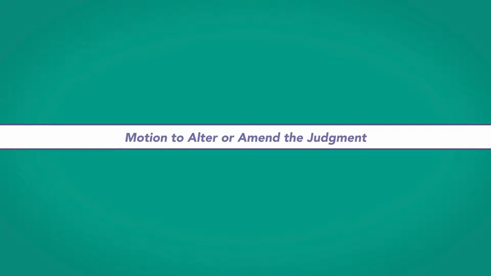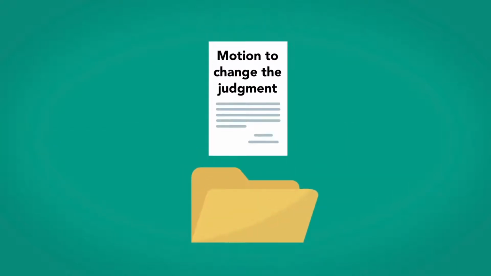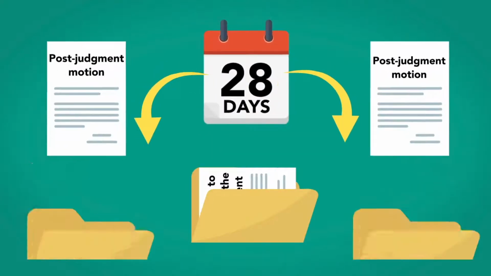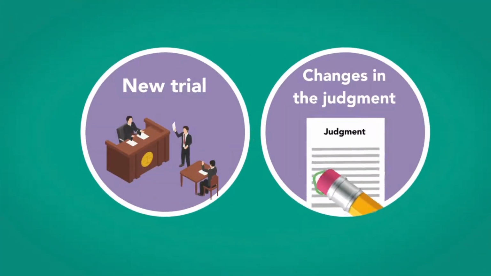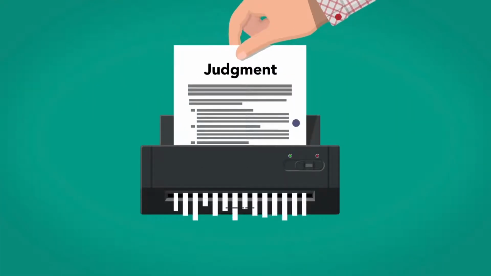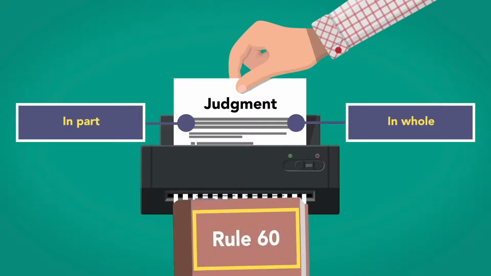Motion to alter or amend the judgment. A motion to change the judgment can be filed within the same 28-day window as other post-judgment motions. Motions for relief from judgment. Beyond asking for a new trial or for changes in the judgment, moving parties can also ask that the court just dissolve the judgment in whole or in part under Rule 60.